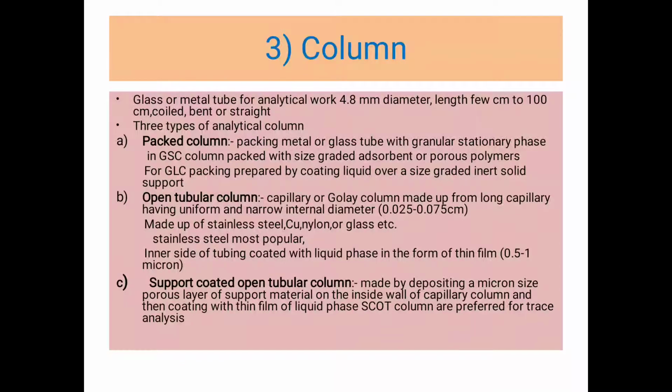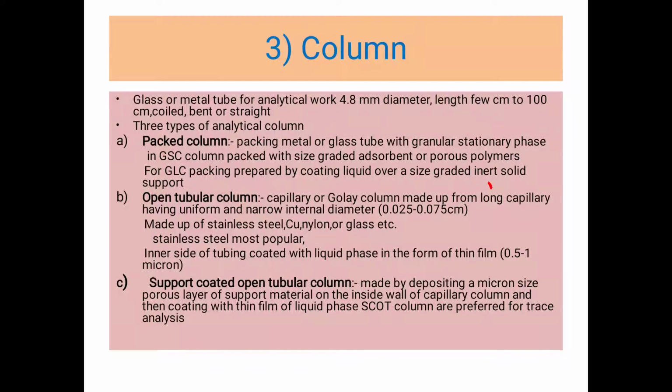Now there are three types of analytical columns: packed column, open tubular column and support coated open tubular column. Let's see the packed column. Packed columns are prepared by packing a metal or glass tube with a granular stationary phase. In GSC, the column is packed with size-graded adsorbent or porous polymers, and for GLC, gas liquid chromatography, packing is carried out by coating liquid over a size-graded inert solid support.